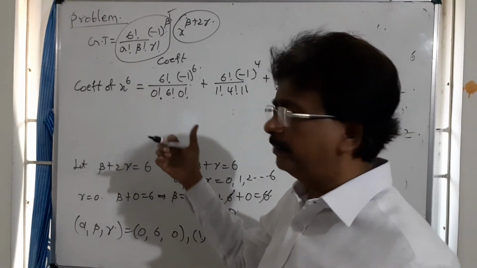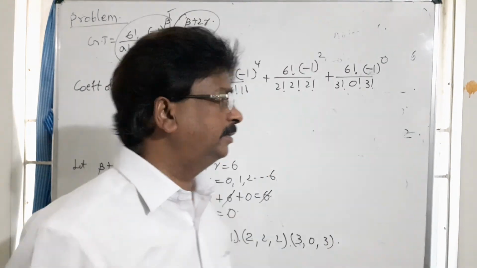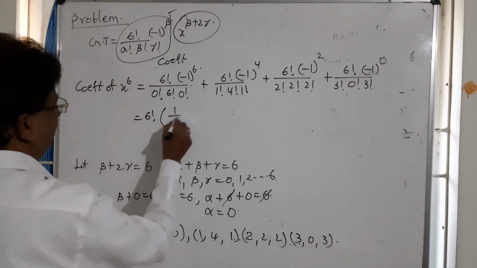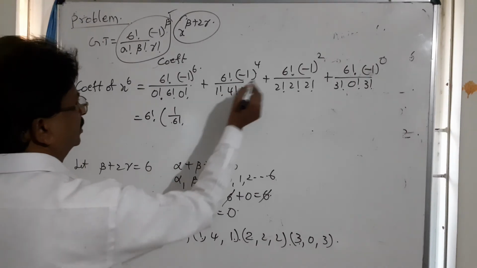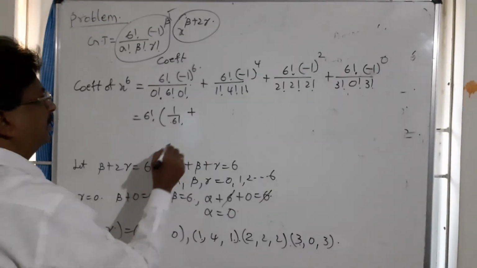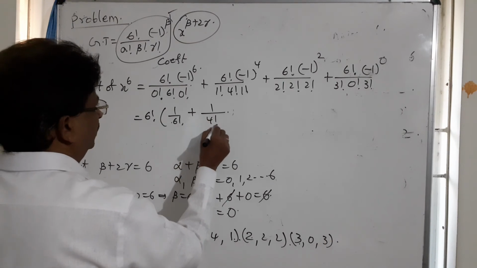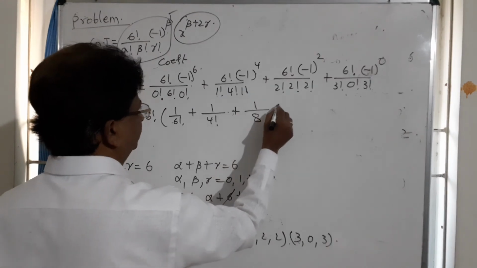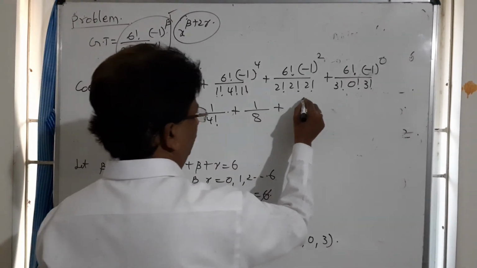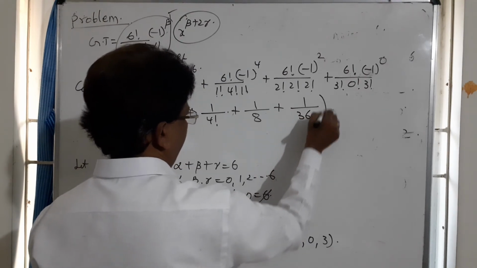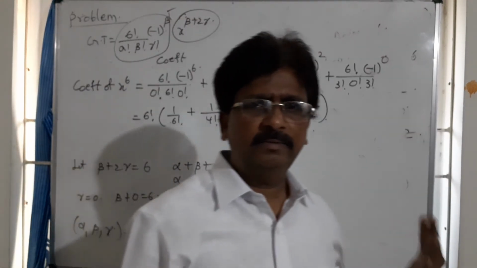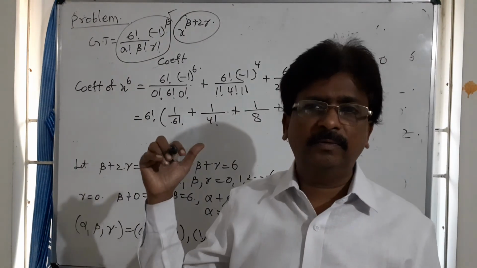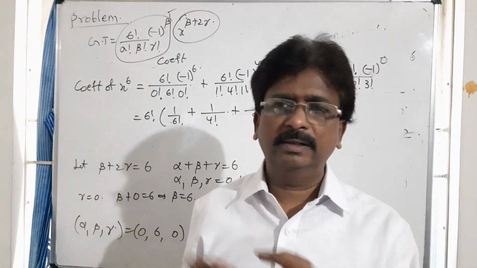Now, by simplifying this one, we will obtain the numerical value. That is, 6 factorial is common factor, 1 by 6 factorial. This is positive, positive, positive, everywhere positive. Plus 1 by 4 factorial, it is 1, it is 1. Plus, taking our common factor, 1 by 8 plus 2 factorial value 2, 1 by 3 factorial 6, so 36. So by simplifying this one, we will obtain the coefficient. Leaving the remaining part of the work to you, you can calculate it.